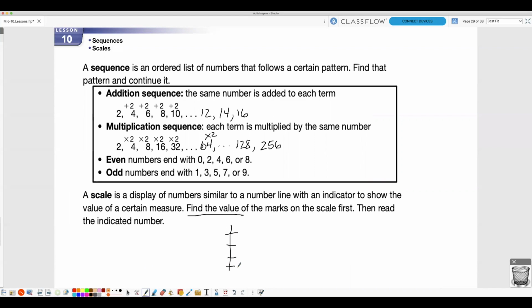Is it this is 0 and this is 5 and this is 10 and this is 15? Or is it 0, 2, 4, 6? Or is the value going to be 0 and 1, 2, 3, 4? What's the value of the tick marks going to be? Then you can read the indicated number. If it's at this level, it's worth 4. If it's at this one, it's worth 6 on this particular scale. On this one, it would be worth 15, even though they might be the fourth tick mark from the bottom. So you have to consider that when looking at scales.